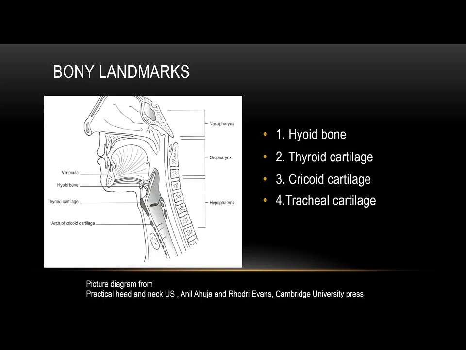So from above, you have to know it's the hyoid bone. The second one is the thyroid cartilage. The third one is the cricoid cartilage, and the other smaller ones are the tracheal rings. By recognizing these from above to below, you will know which level you are at.